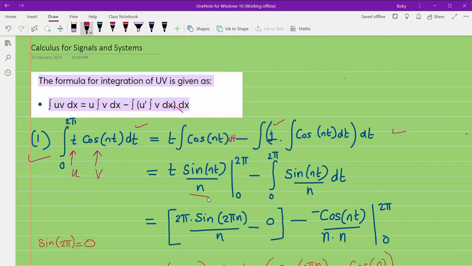Okay, so integral cos nt dt, that will be equal to what? Sin nt, cosine integrated gives sin. So with nt, that is becoming sin nt divided by n. Okay, so this is t into sin nt divided by n. So now we can apply the limit, that is 0 to 2 pi minus integral. So here also I put the limit 0 to 2 pi.